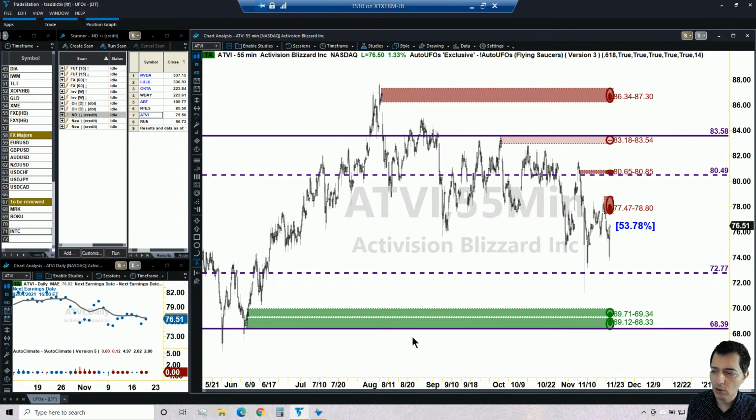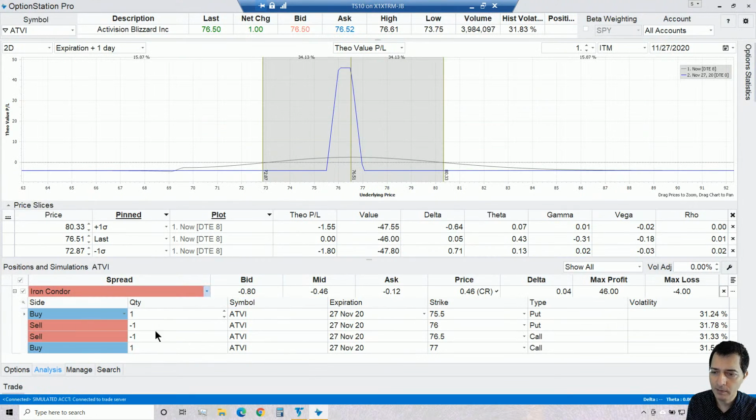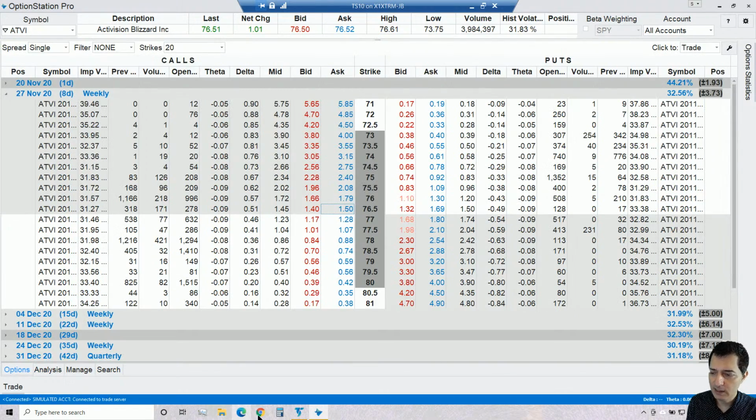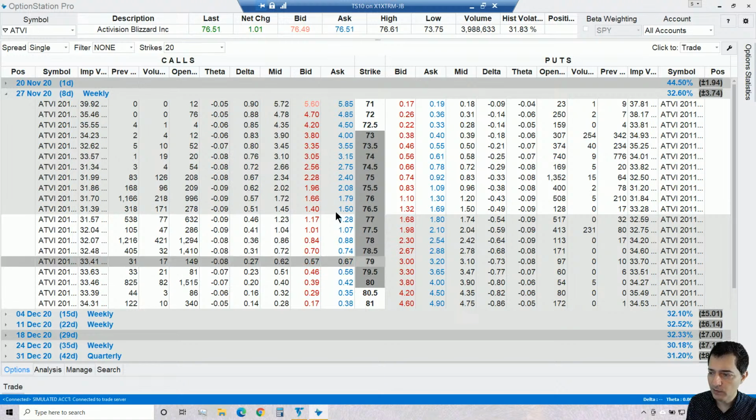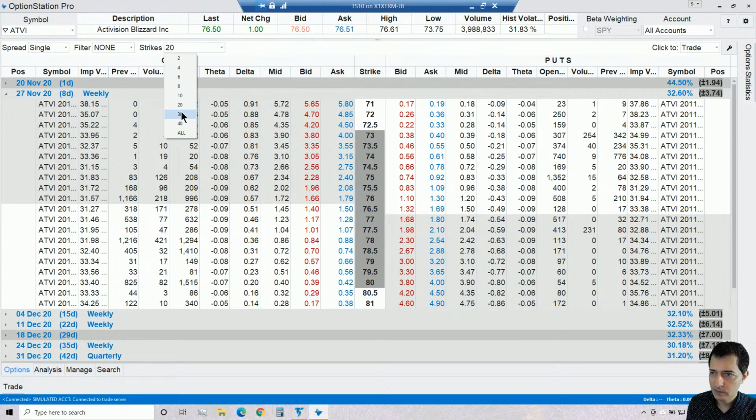We always start with the calls because the calls normally carry less premium. So what did I just say? It was 83.5. So 83.5, I need to load more strikes. Okay, so I'm going to load 40 strikes.